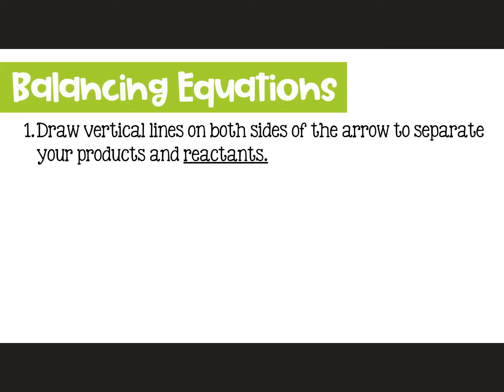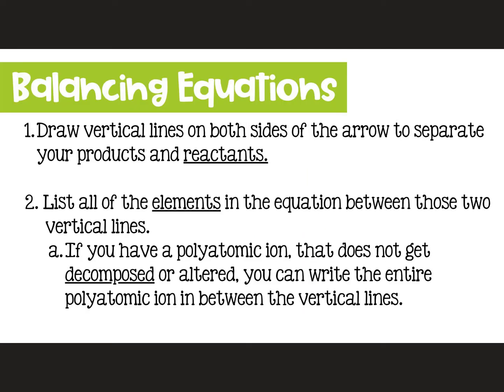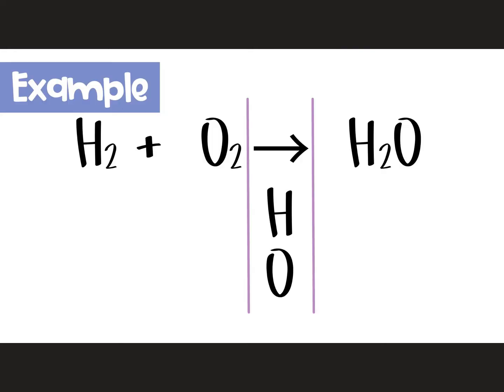First, let's draw vertical lines on both sides of the arrow to separate our products from our reactants. In our example, step 1 looks like this. Now, for step 2, we will list all of the elements in the equation between these 2 vertical lines. If we have a polyatomic ion that does not get decomposed or altered, we can write the entire polyatomic ion between the vertical lines. Let's write hydrogen and oxygen below our arrow.